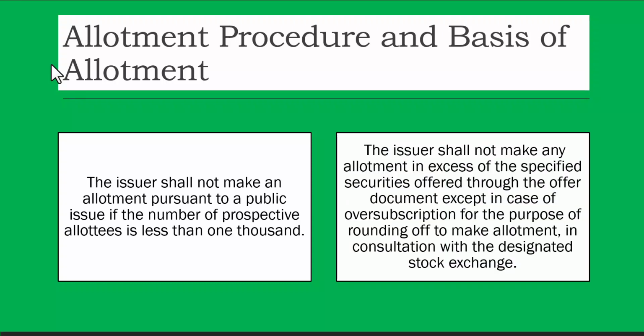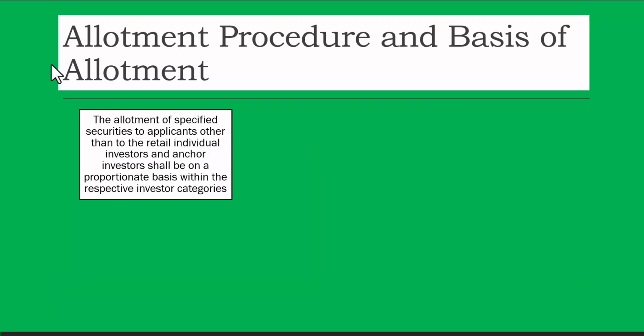Okay. Further. The issuer shall not make any allotment in excess of the specified securities offered through the offer document, except in case of oversubscription, for the purpose of rounding off to make a lot, in consultation with the designated stock exchange. So that means if they receive more money, they can't use it except for meeting the lot size category, but with the help of the stock exchange.